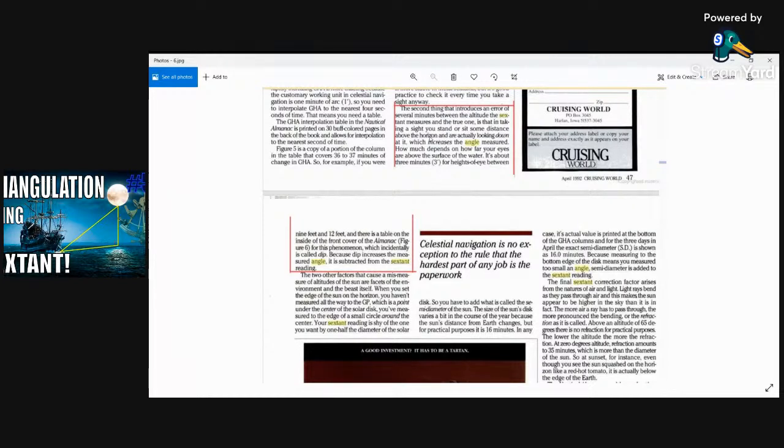And how much depends on how far your eyes are above the surface of the water. So it's about 3 minutes for the height between about 9 foot and 12 foot, which equates to about 3 feet. Do the maths. And there is a table on the inside front cover of the almanac for this one, which incidentally is called dip, because dip increases the measured angle. It's subtracted from the sextant reading, so it's very, very important.